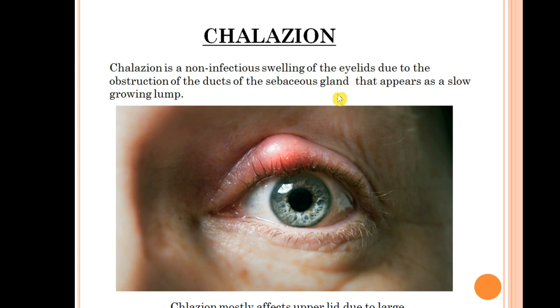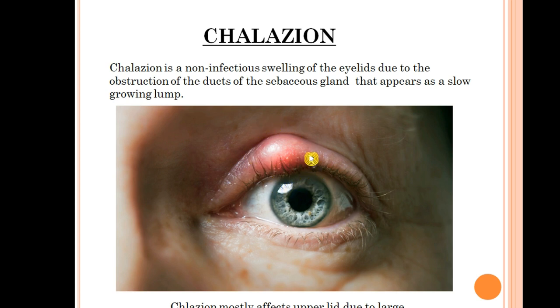It is due to the obstruction of the ducts of the sebaceous gland. So the ducts of the sebaceous gland get obstructed, and once they get obstructed, they become prone to inflammation, and that inflammation, once it occurs, is called Chalazion, and it appears as a slow growing lump, which means that it won't be something acute. It will take some time to develop.